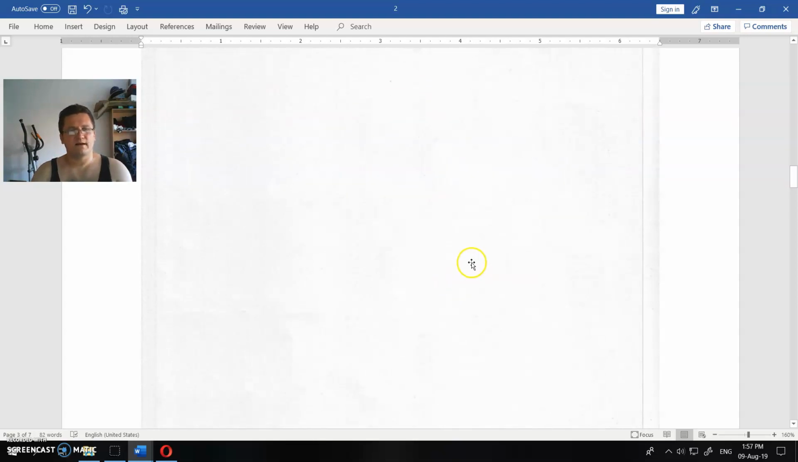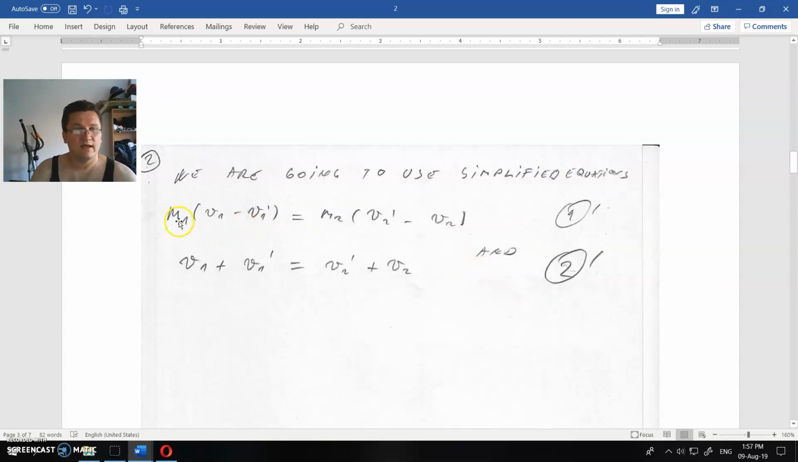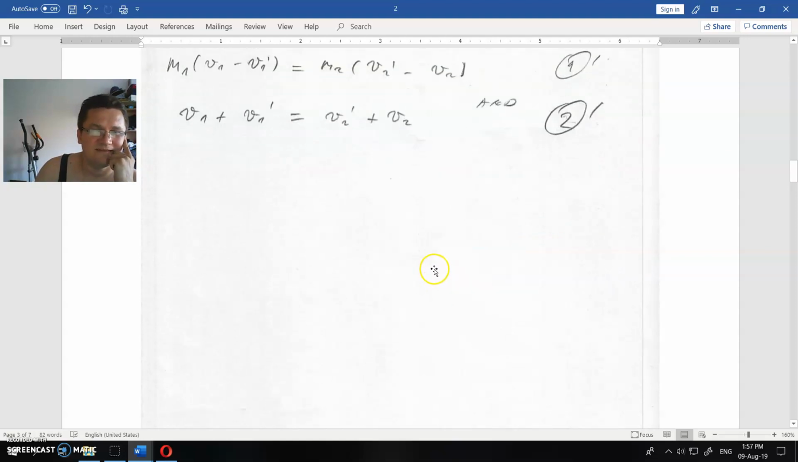Okay? Now, you could put all of these things here, and you could just put numbers here, and you will have two equations with two unknown quantities. That would be easy to solve, but like I said before, we are the teachers and we like to complicate things.